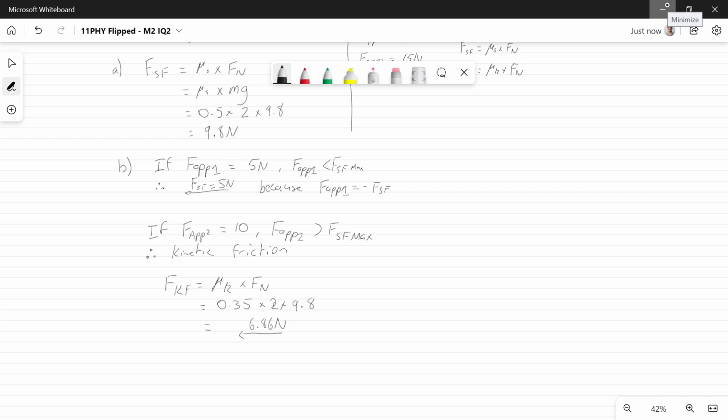In this scenario, that means that the friction force is going to be 6.86 newtons to the left, which means it's going to be opposing the applied force. To then describe the motion of the object, we can calculate the net force and then apply the F equals ma equation to determine how much it's going to accelerate to the right.